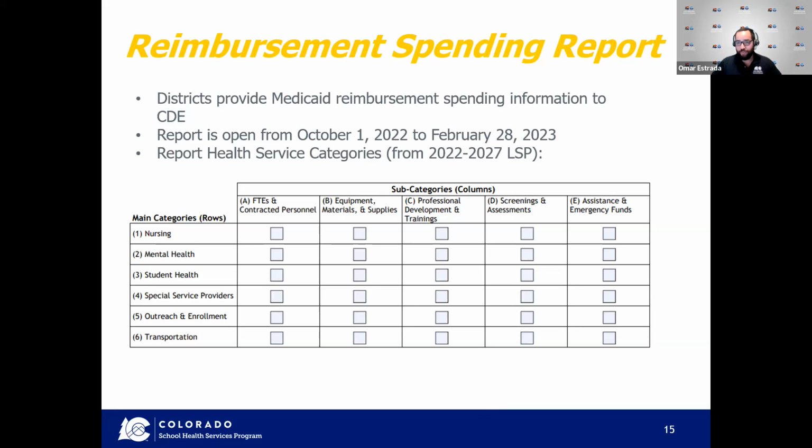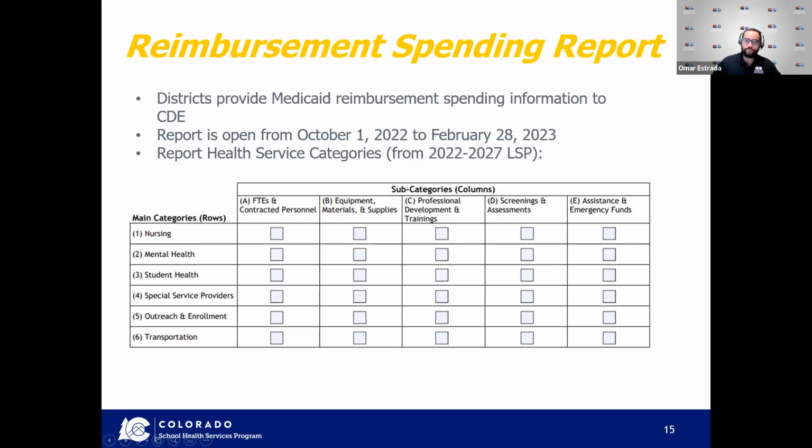That table that you see on the screen is a screenshot from the 2022 to 2027 LSP. I'll explain a little bit what the years mean in a later slide. And that is essentially showing the main categories that we use. So those numbers on the left from 1 to 6, and these subcategories that are nested under each one of those main categories. This is the way that you all tell us how you're going to spend those dollars on the LSP, but that is also how you are going to assign the spending that you do every fiscal year on the reimbursement spending report. So it is just an easy check system.